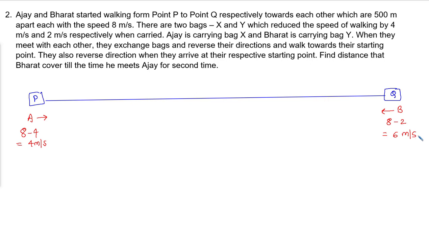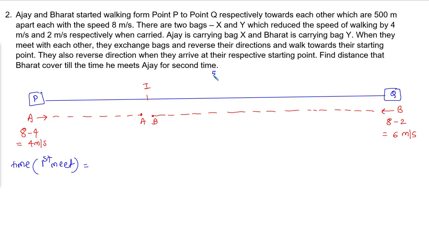When they meet with each other, they exchange their bags and reverse their direction. Let's have a look at it. So Ajay is going to travel like this and Bharat is going to travel like this. So let's say their first meeting happens over here. This is the point their first meeting happens. So let's find the time. Time required for the first meeting is equal to the distance between them is 500 meters divided by their relative speed is 4 plus 6, that is equal to 10, that is equal to 50 seconds.